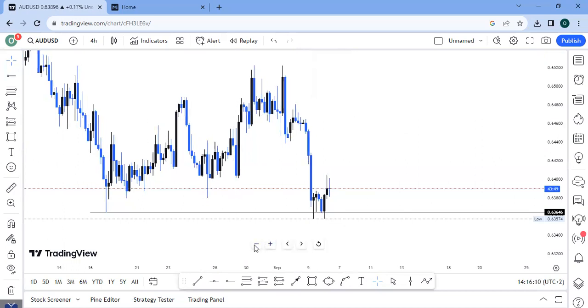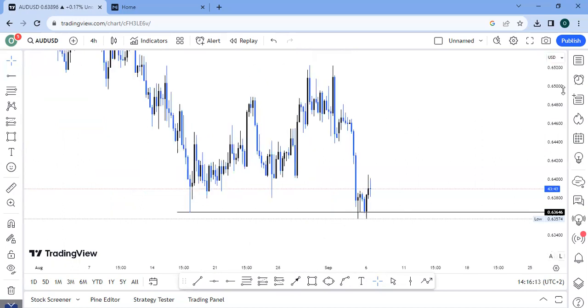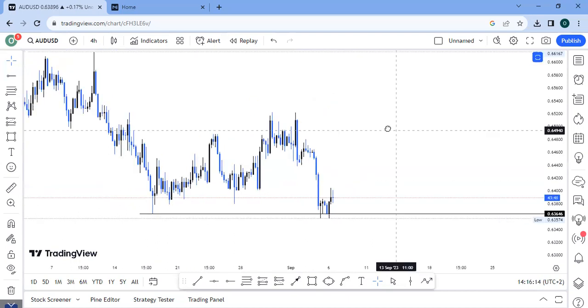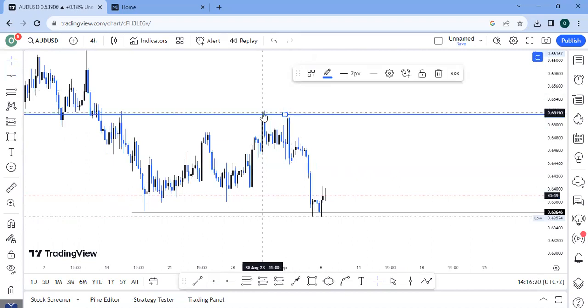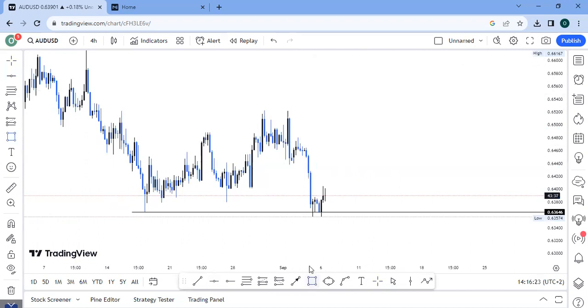But there's not much that I'll be looking at on a 4-hourly time frame. We can see here on the 4-hourly time frame, we do have these sort of equal highs at the top. Let's just highlight that.